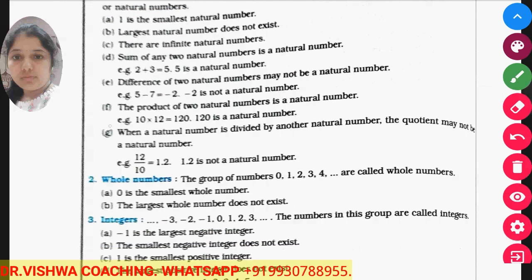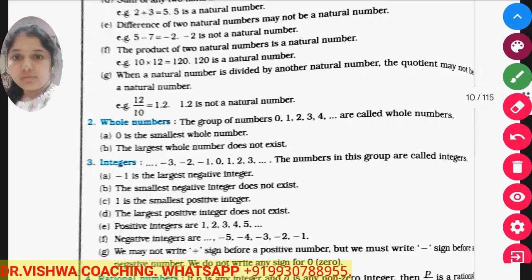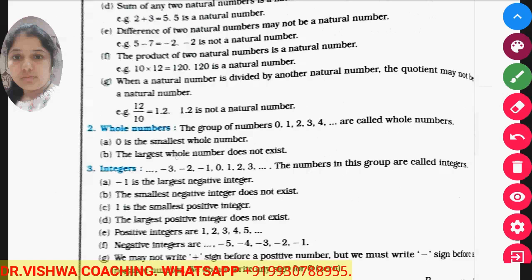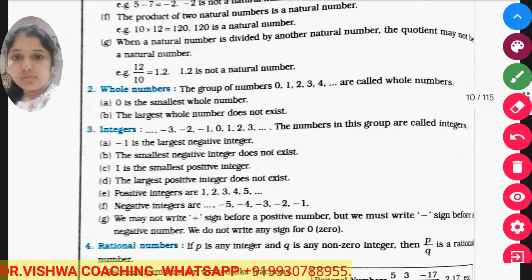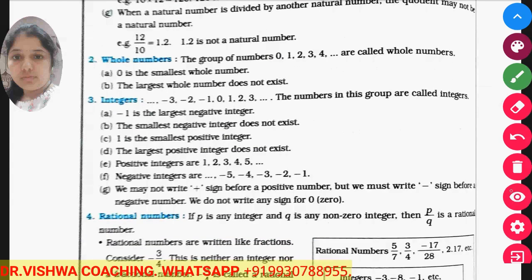Okay, the product of two natural numbers is always a natural number, and when a natural number is divided by another natural number, again the natural number is the answer. Okay, but sometimes when a remainder will be there, then it is a non-natural number also. Now regarding whole numbers, the smallest whole number is 0, and the largest whole number is infinity, that does not exist.